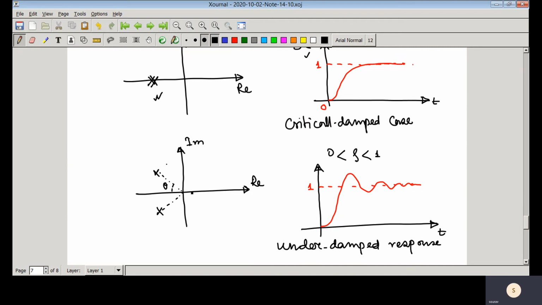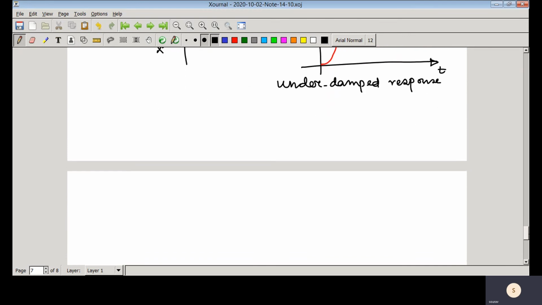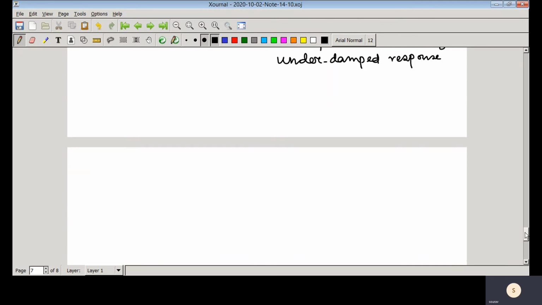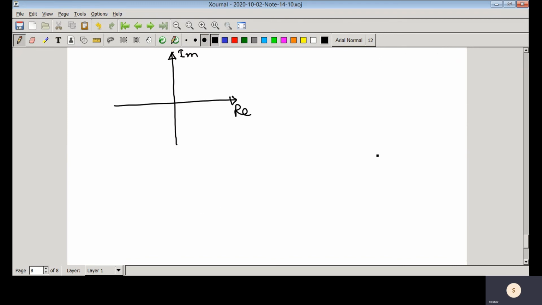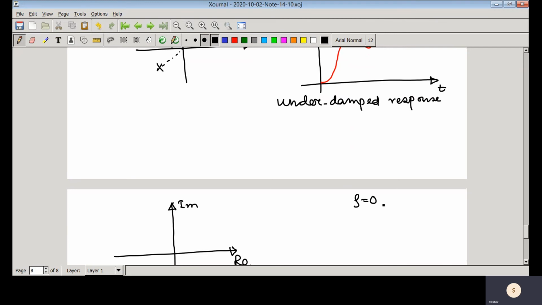And you look at the pole location, so both of them are actually complex conjugate poles. So now let us see what happens in case of undamped situation. Undamped situation means, so here you have that real axis, imaginary axis. So this is that case whenever zeta equal to 0.